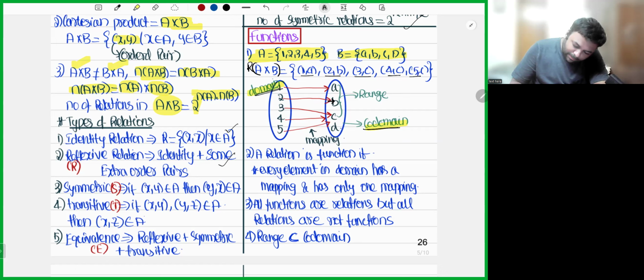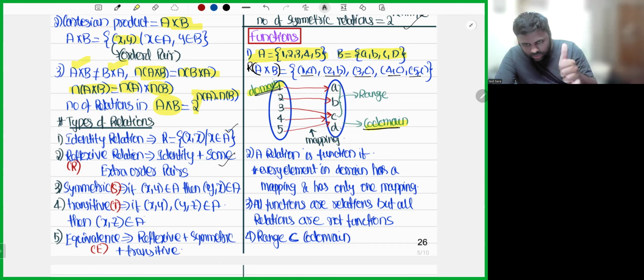Where the mapping is happening, that is called the range. Try to understand once again: the entire set A is called the domain, the entire set B is called the codomain, and where the mapping is happening is called the range. So before starting functions, you need to understand three things: what is domain, what is range, what is codomain. We haven't started functions yet.